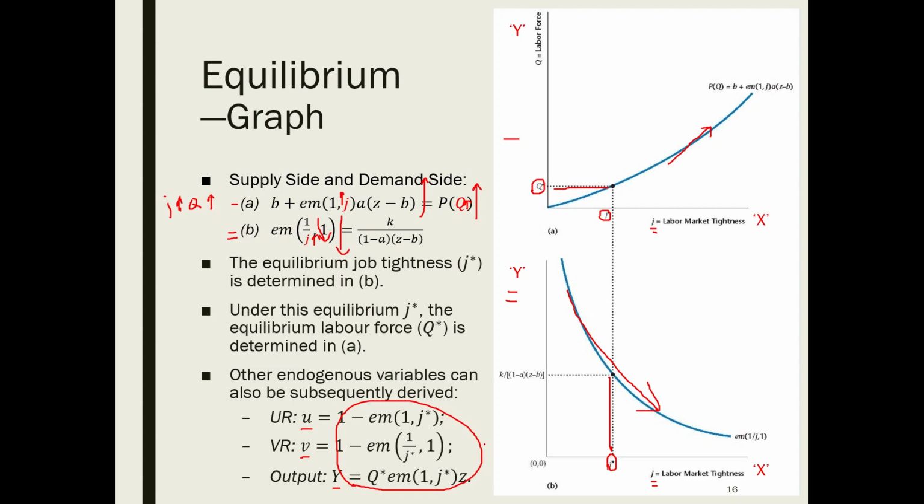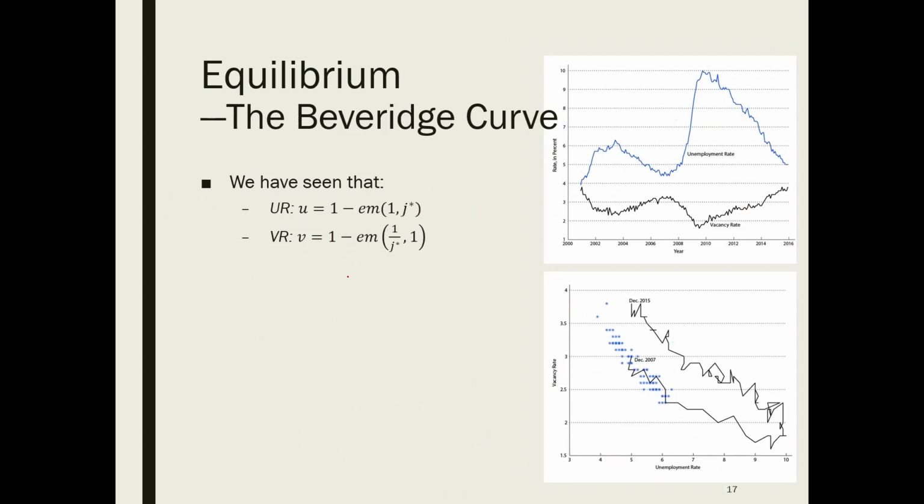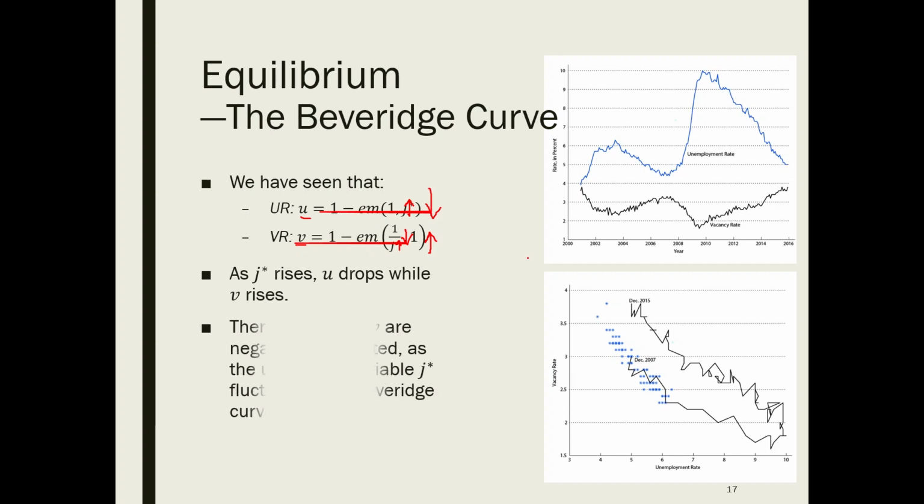In particular, if we focus on the solutions of unemployment rate U and vacancy rate V, we can see that when J rises, U drops according to the U equation, while V rises according to the V equation. This implies that U and V are negatively correlated. It is the same as what we observe in the data. This negative relationship is the Beveridge Curve, which is a stylized fact of the extensive margin in the labor market.